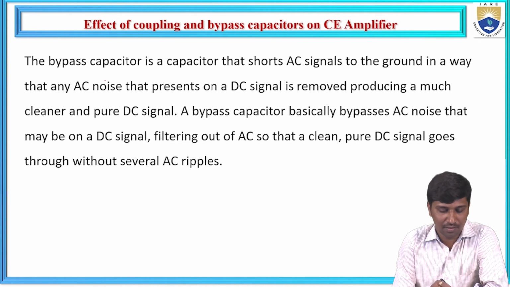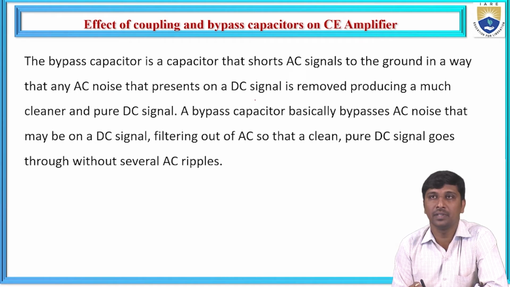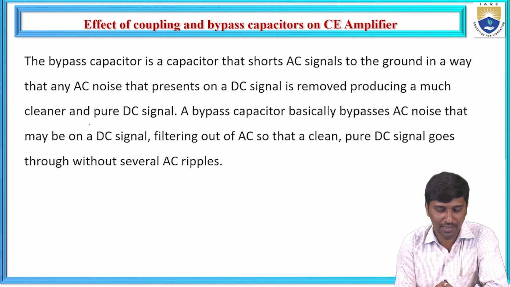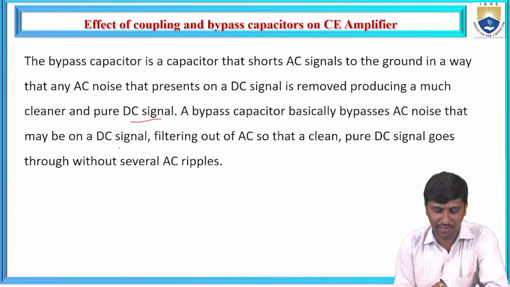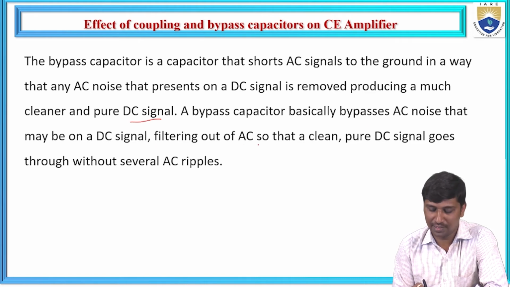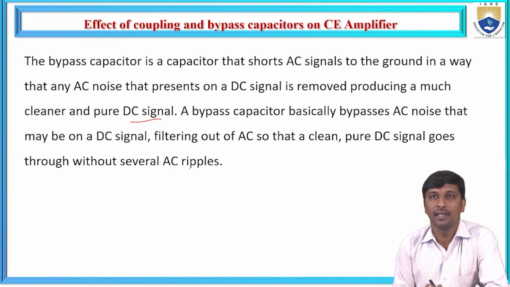So what is the function of this bypass capacitor? The bypass capacitor is a capacitor that shorts the AC signal to the ground, so that if any AC noise is present on a DC signal, it is removed to produce a much cleaner and purer DC signal. So a bypass capacitor basically bypasses AC noise that may be on a DC signal, filtering out the AC so that a clean and pure DC signal goes through without AC ripple.